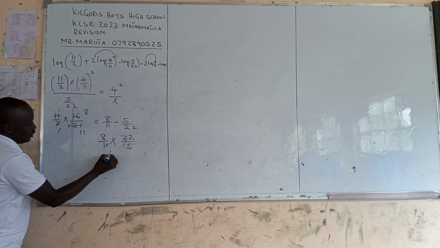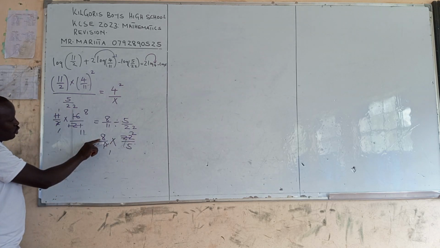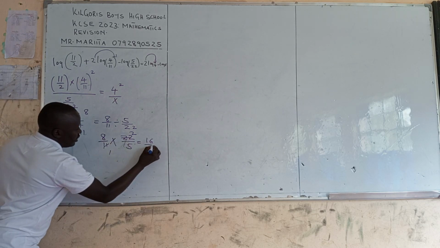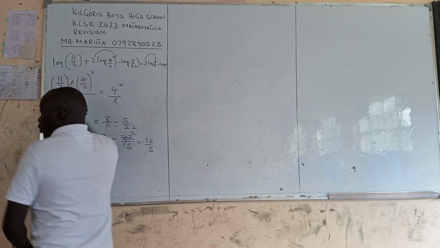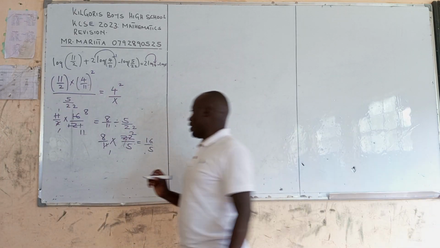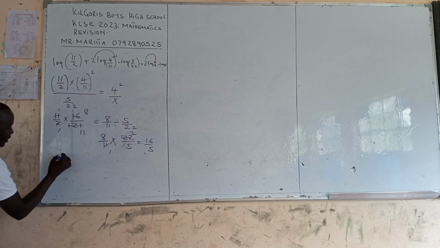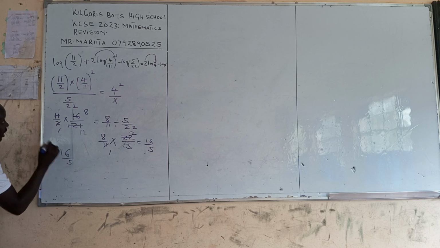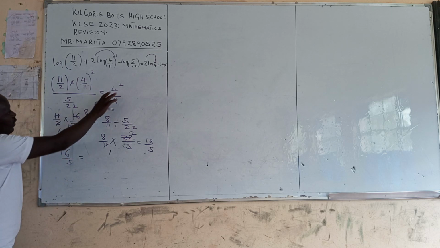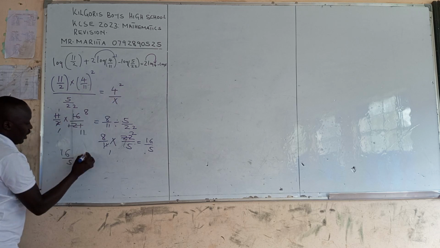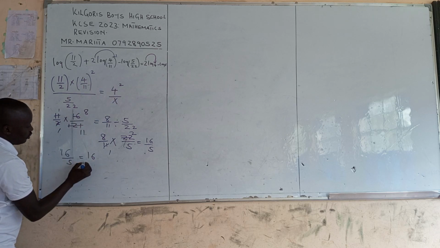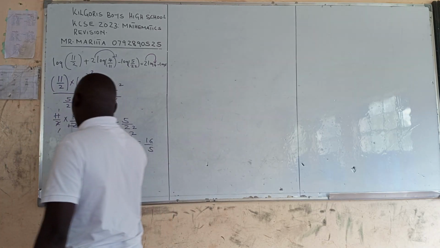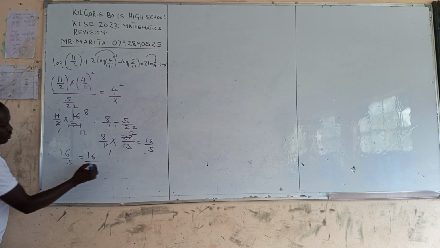So from here we have this is 1, and of course that one is 2. So 8 times 2 gives us 16, and 1 times 5 gives us 5. So from the left hand side, what we have here is 16 all over 5, which will be equivalent to, on this side, 4 squared giving us 16, divided by x.